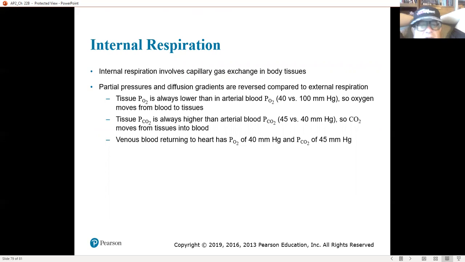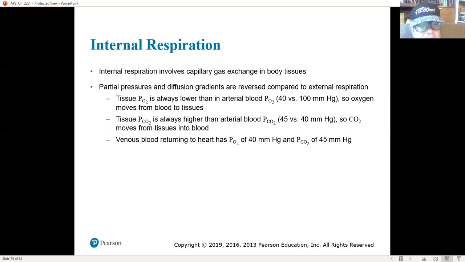You're doing respiration. So oxygen is always going to move from the blood to the tissues, because the tissues are low in oxygen and asking for it. The tissue partial pressure of carbon dioxide is always higher than arterial blood. That makes sense. The tissues are where we are making the carbon dioxide, so it's going to be strongest, most common around the source, the cells in the tissue. And again, carbon dioxide, just like any other gas, is going to move from high concentration to low.